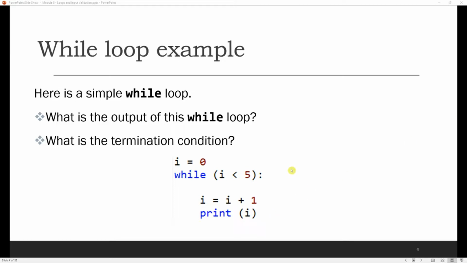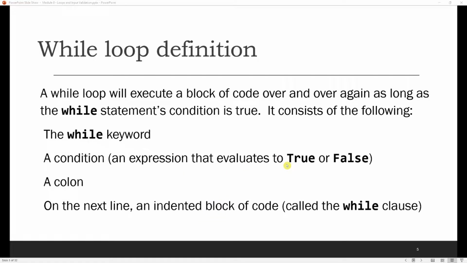It's important to be able to recognize the termination condition in every loop so that you make sure you do not end up with an infinite loop or a strange loop, in other words, a loop that will run forever without terminating. A while loop will execute a block of code over and over again as long as the while statement's condition is true. It consists of the following, as you saw in the previous example.